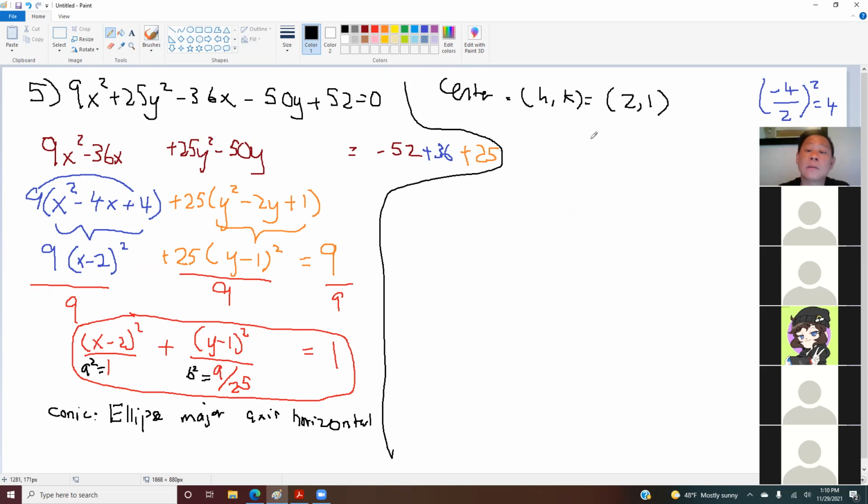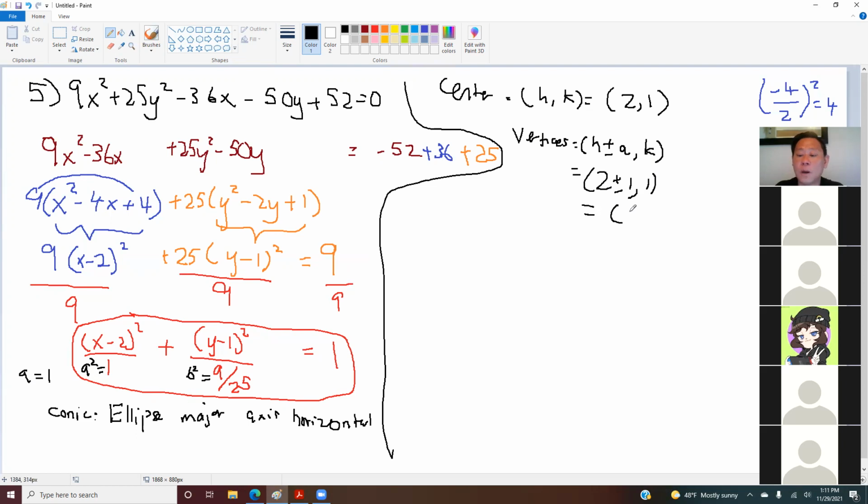Okay, so that is your center. Your vertices in this case belong to A. Because it's horizontal, horizontal is on the X axis, so it will be h plus minus a. A in this case is 1 because a squared is 1. So this will become 2 plus minus 1, 1, because my k is 1.